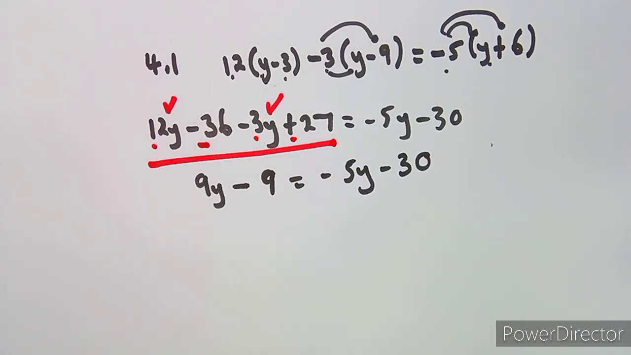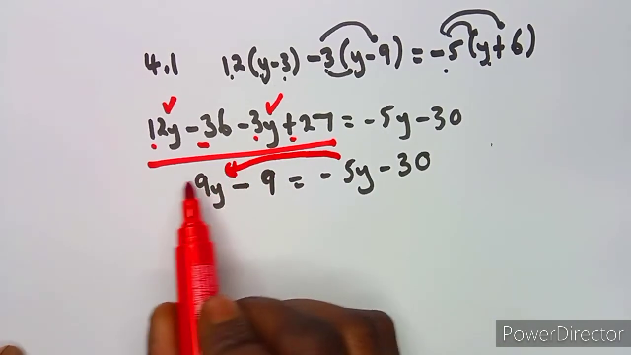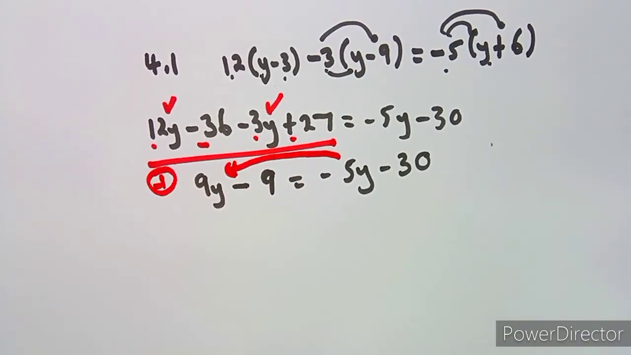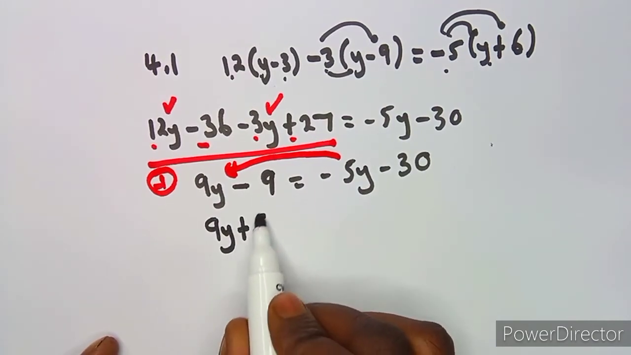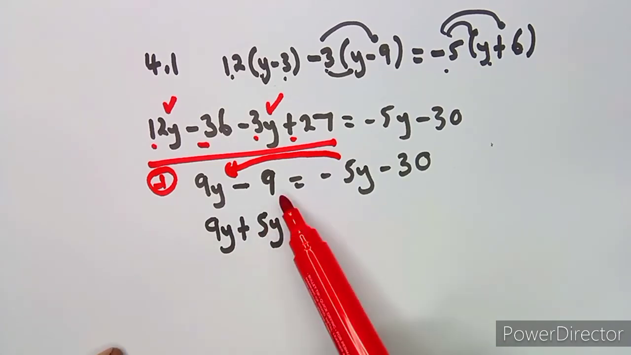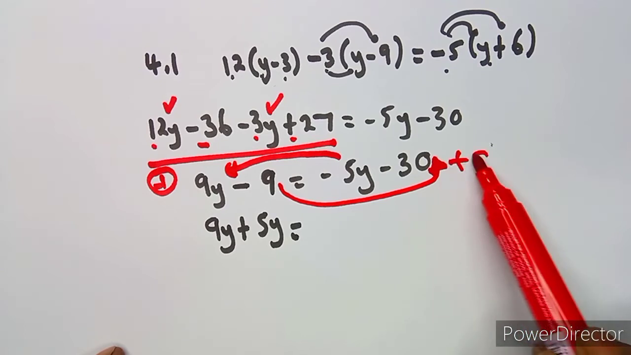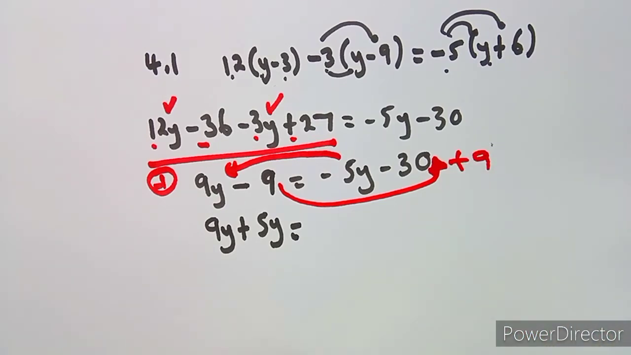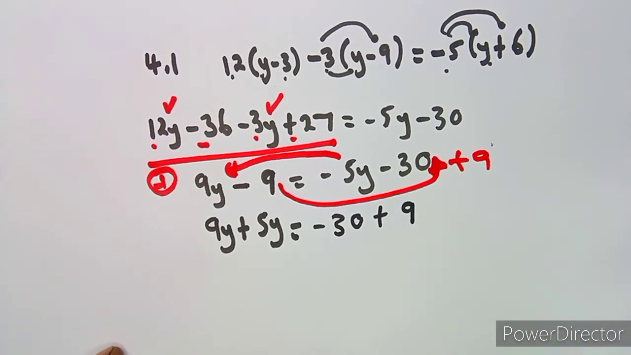At this stage, I can collect like terms: from the other part of the equation, whenever a term crosses the equal sign, it is going to change its sign into a plus. So we are going to have 9y plus 5y, which is equal to the same with −9. The moment it crosses the equal sign to this side, it is going to be a plus 9 because it was a negative there. So we're going to have −30 plus 9.